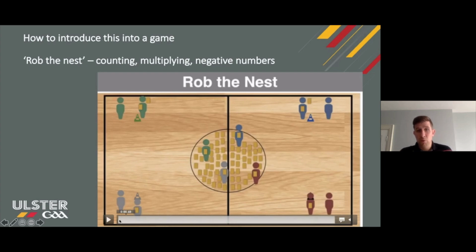You could, with your Key Stage 2 kids, maybe do multiplying. So each piece of equipment is worth 3 points. So if we've got 10 pieces, they're multiplying 3 by 10. And then again with the older kids, I have introduced negative numbers before. So with Rob the Nest, all the equipment's not going to be the same color. You're going to have different color cones, different color balls, things like that, bibs.